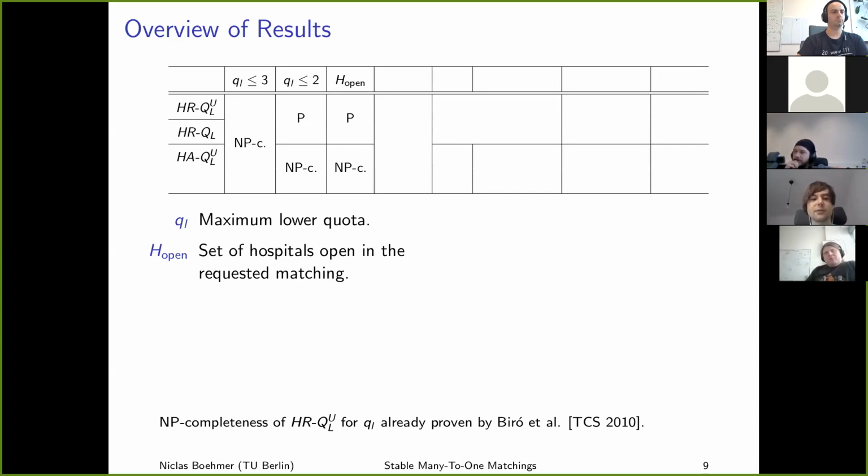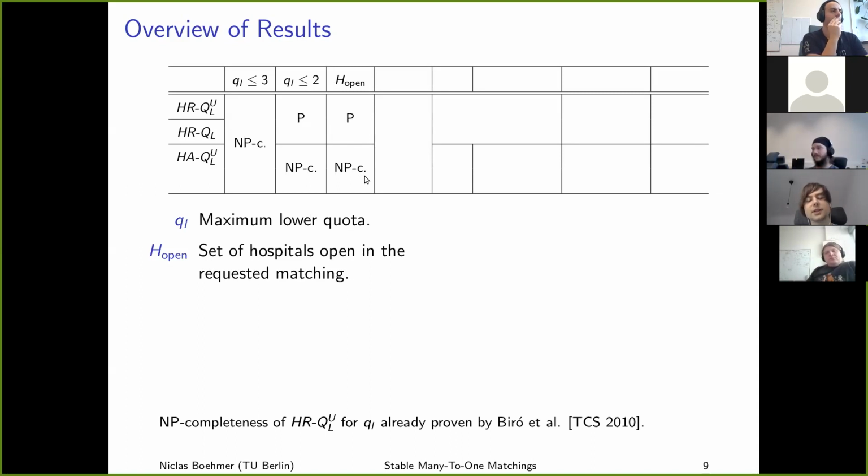So the question: given some subset of hospitals, H open, decide whether there exists a stable matching opening exactly the hospitals from H open. For the two hospital residents problems, we constructed for both of them a quite simple polynomial-time algorithm. For the house allocation problem, unfortunately, this problem is also NP-complete.